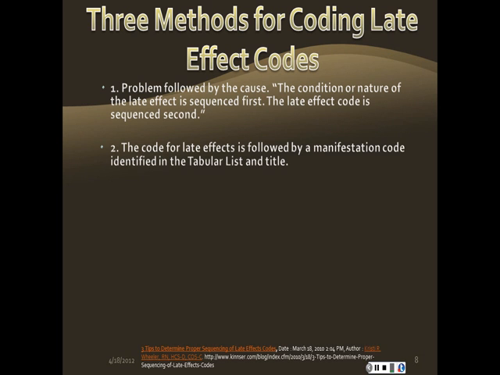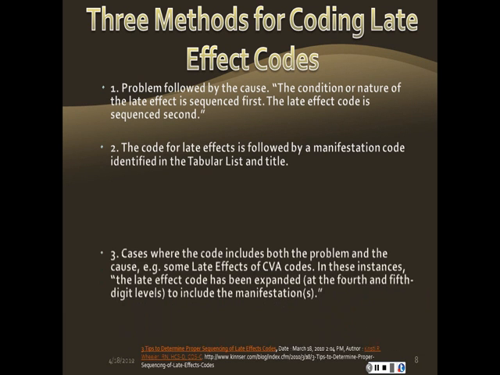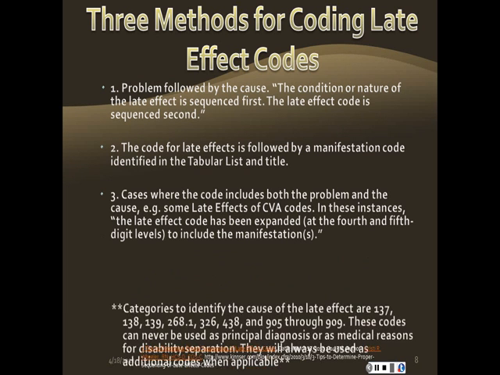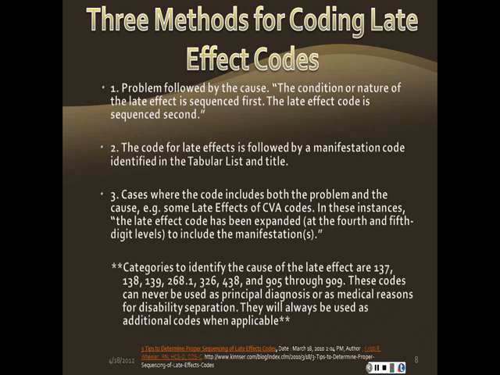The code for late effects is followed by a manifestation, in cases where the code includes both the problem and the cause. Now here, categories to identify the cause of the late effects are 137, 138, 139, and so on. Now these codes can never be used as a principal diagnosis or as a medical reason for disability separation. They will always be used as an additional code when required. I found this helpful when coding late effects. I have put at the bottom of the slide where I found the information and with the web address.